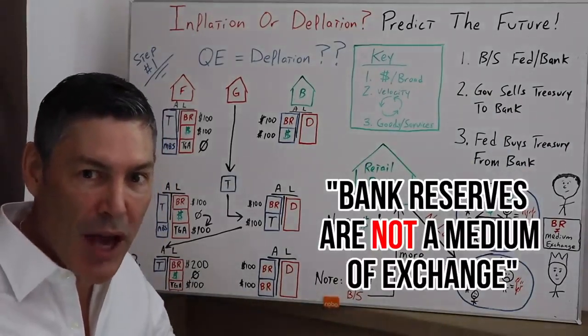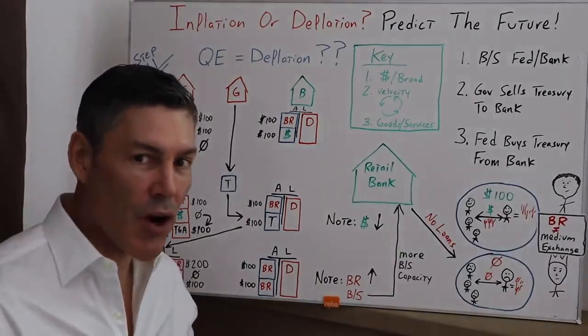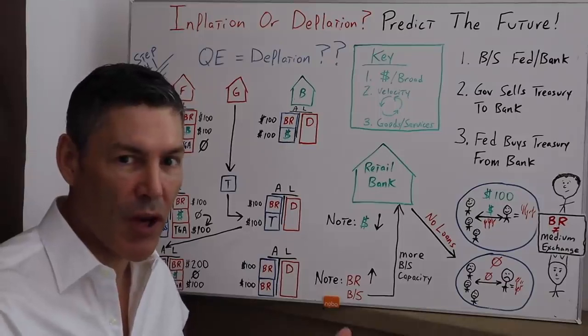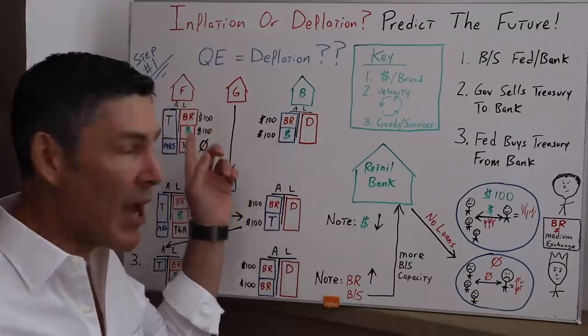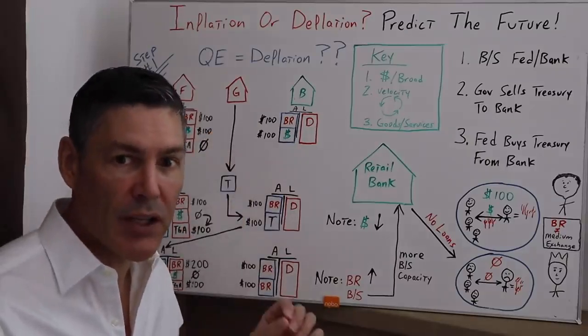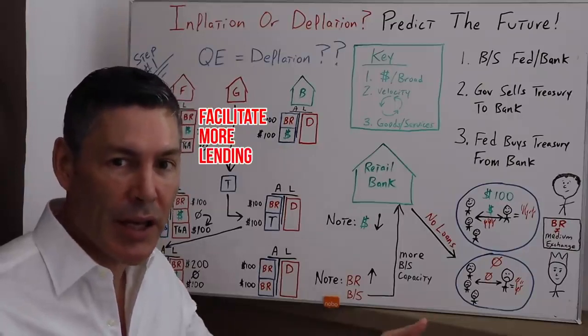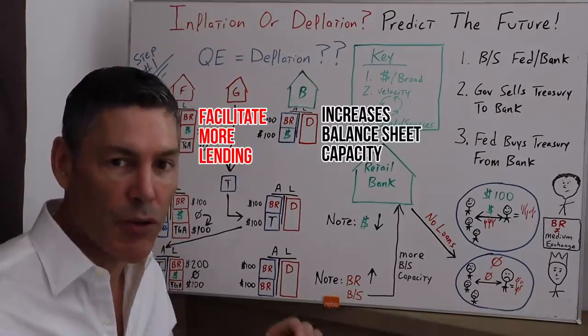Both of these gentlemen believe that bank reserves are not a medium of exchange. We're going to start with that premise and then move on from there. So if bank reserves are not a medium of exchange, what purpose do they hold? Really, in their view, the only thing these bank reserves that are held at the Fed can do is facilitate more lending. It increases the balance sheet capacity for the commercial banks.